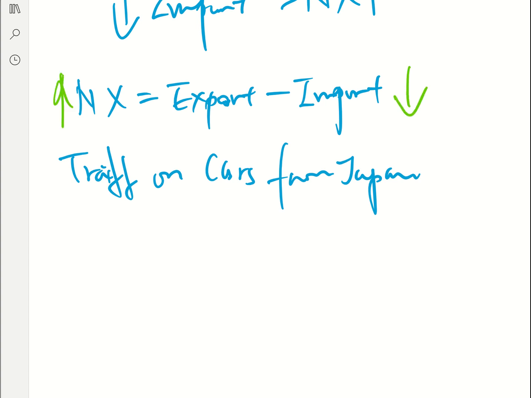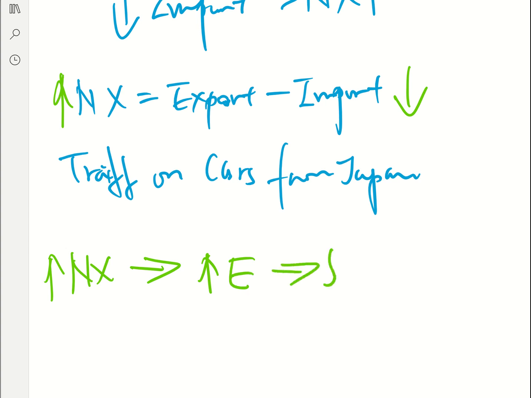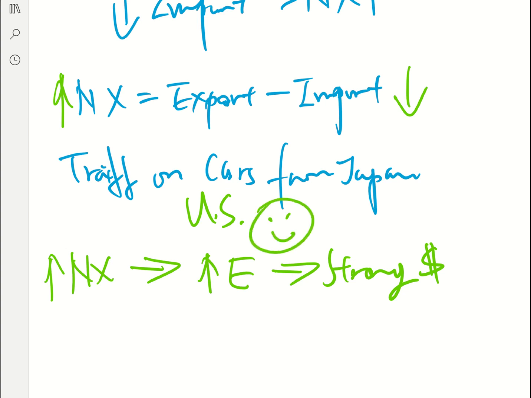Now, when the net export goes up, at a higher level of net export, this will actually lead to a higher exchange rate. So exchange rate goes higher. That means you're going to have a strong US dollar. Now, in the car business, your US car producers, they are very happy, right? Because now they have less competition from companies in Japan because there are fewer cars coming from Japan. But in other markets, this might not be the same case anymore.